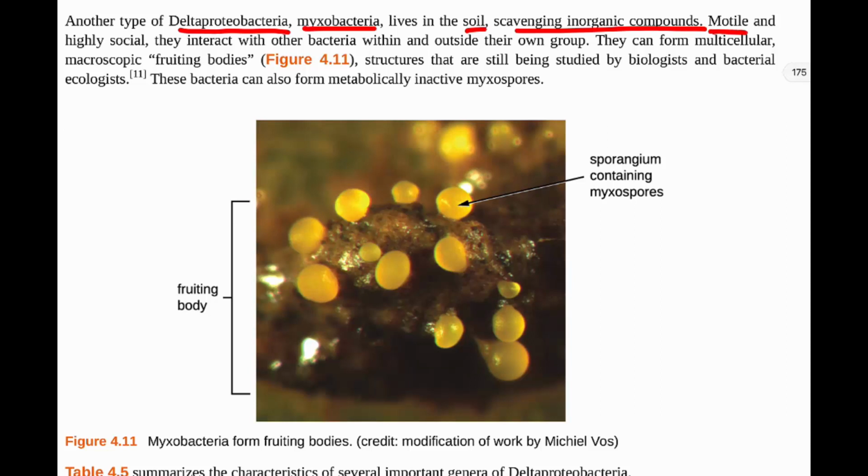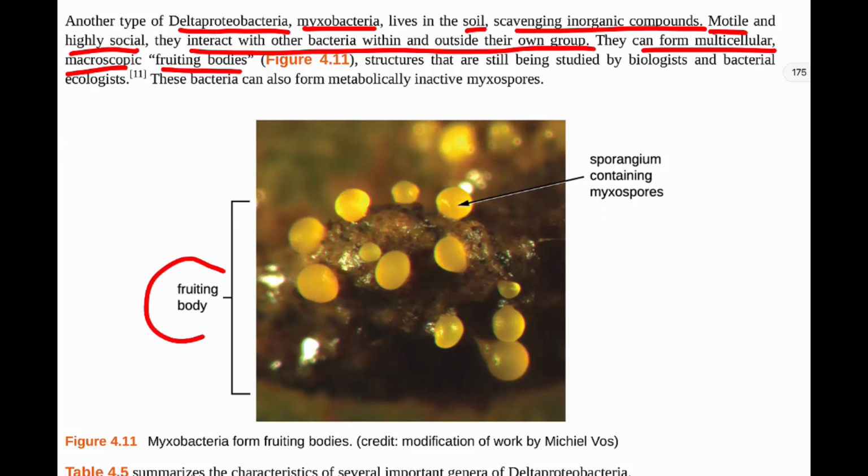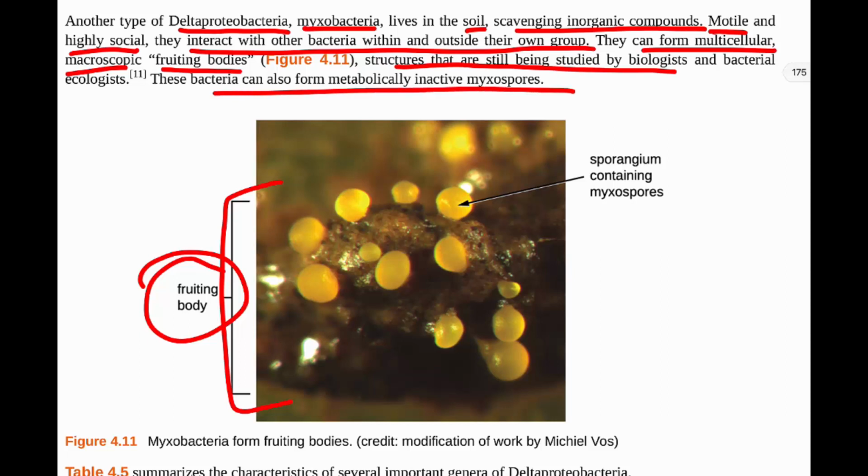Here you can see they can form multicellular macroscopic, meaning we can see them with our eyes without having to use any microscope, macroscopic fruiting bodies. And you can see in the image down here, this whole thing here is a fruiting body made by this myxobacteria. So these fruiting bodies are structures that are still being studied by biologists and by bacterial ecologists. These bacteria can also form metabolically inactive myxospores, so similar to endospores where they're metabolically inactive, and then they're hanging out here with the active fruiting body.